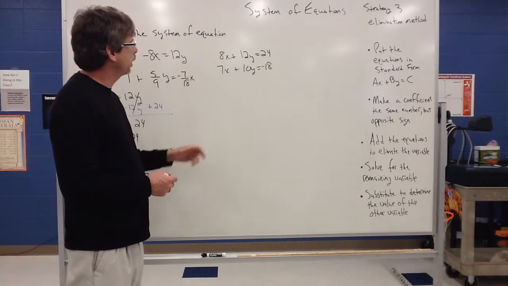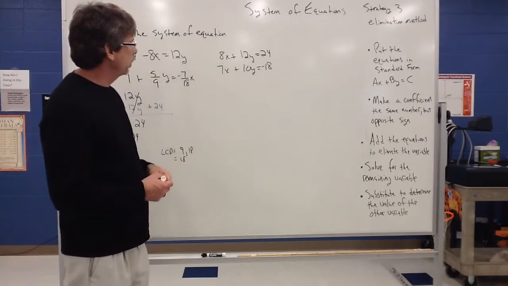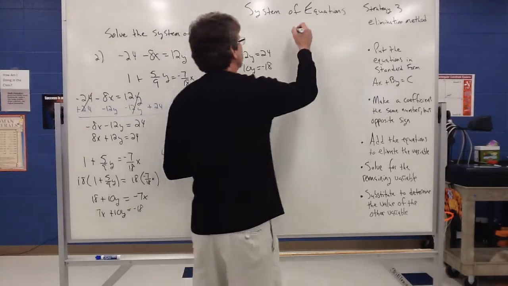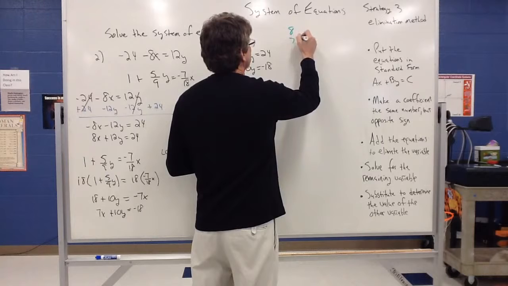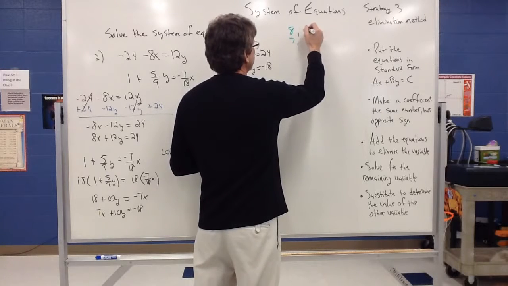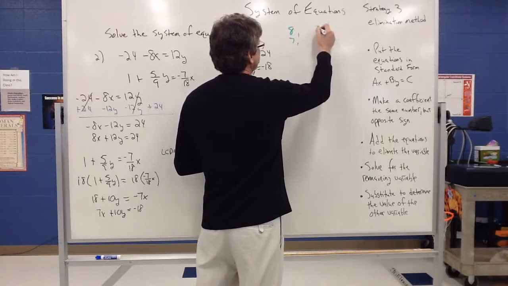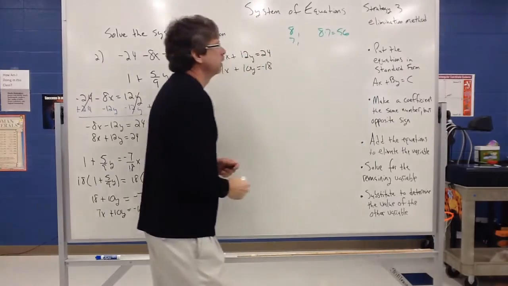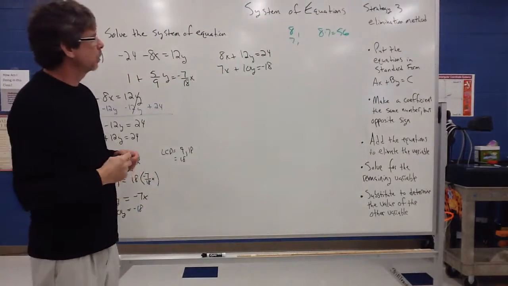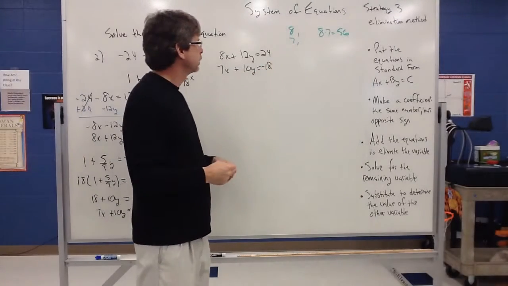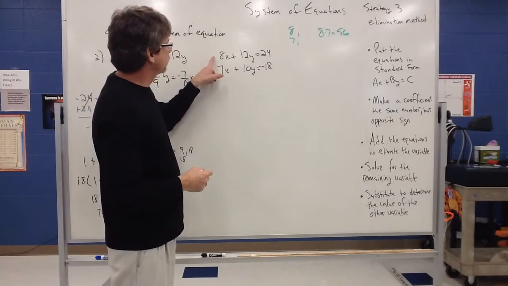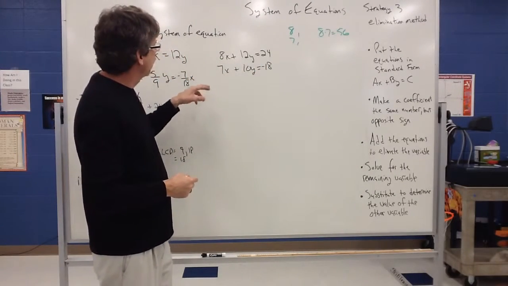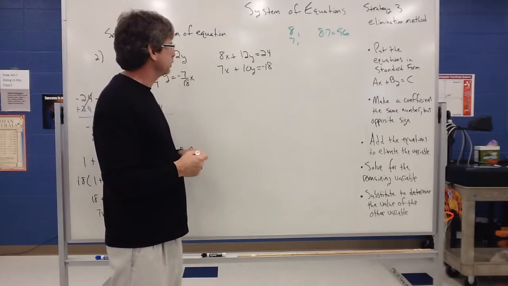Not seeing anything great with either one. I'm just going to go ahead and go with these x's, so the 8 and the 7. What I'm picking up on is 8 times 7 is probably going to be my least common denominator, or in this case, least common multiple. So what I want to do is use a 56 as my number.